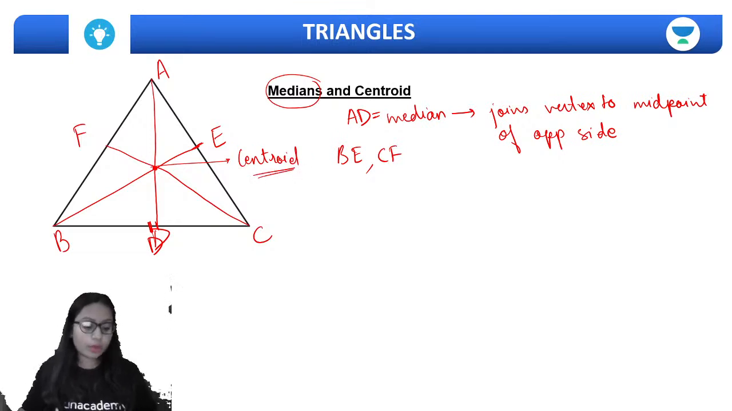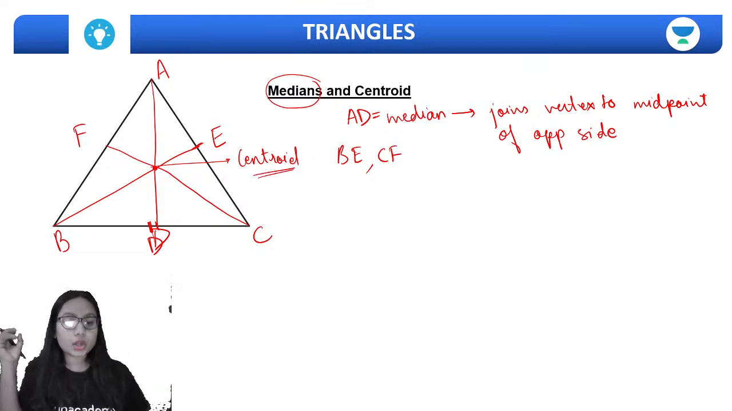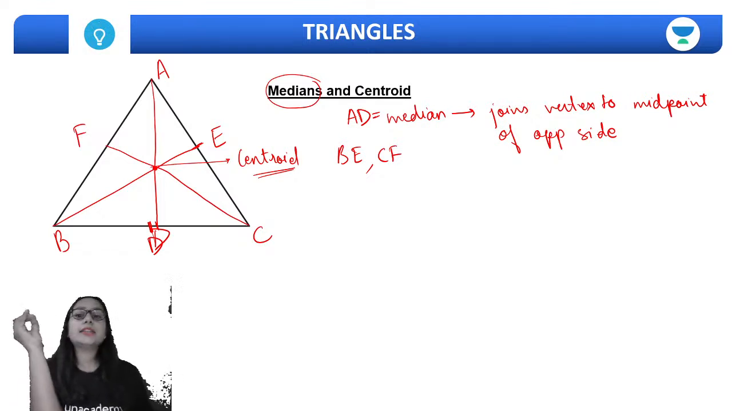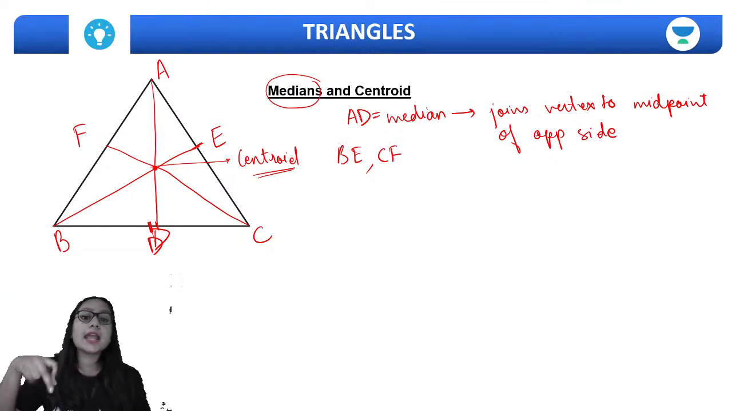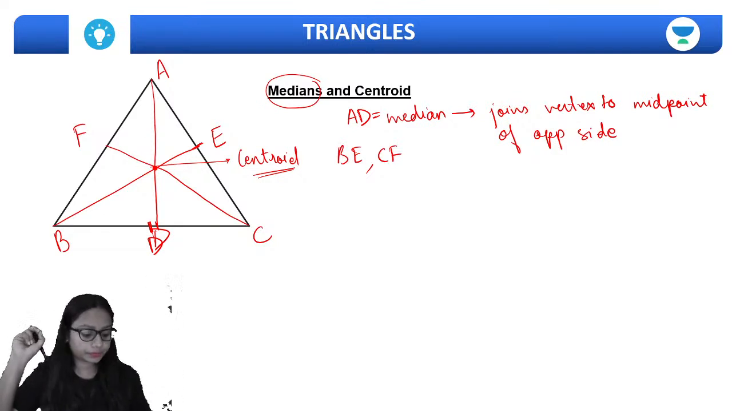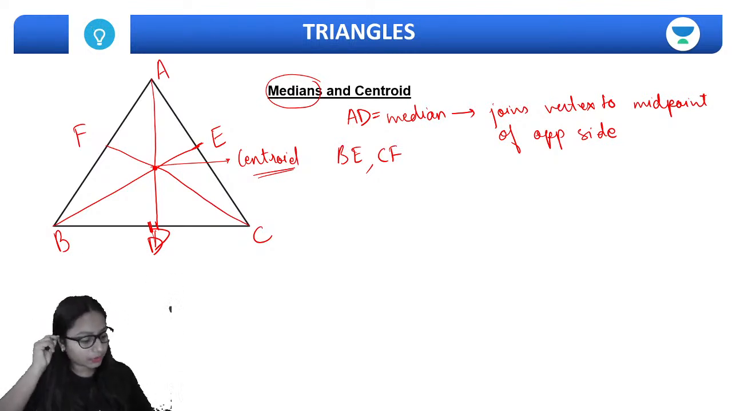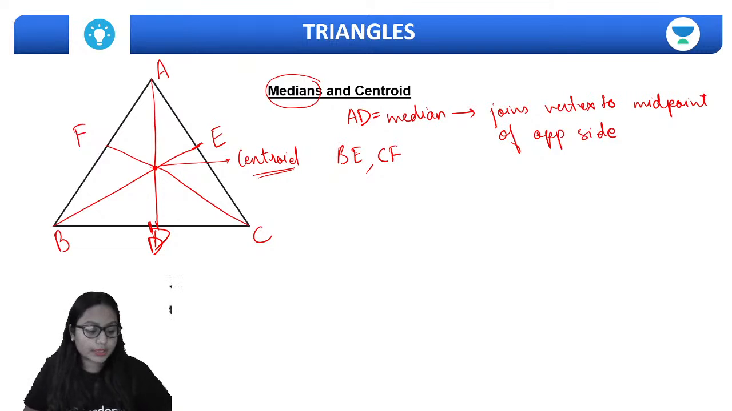I hope what a median is and what a centroid is, is clear. The basic definition is that a median is a line segment that joins the vertex of a triangle to the midpoint of the opposite side, and the centroid is the point at which all the medians of a triangle intersect. I hope this is clear to all. Please give me a thumbs up if this point is clear.